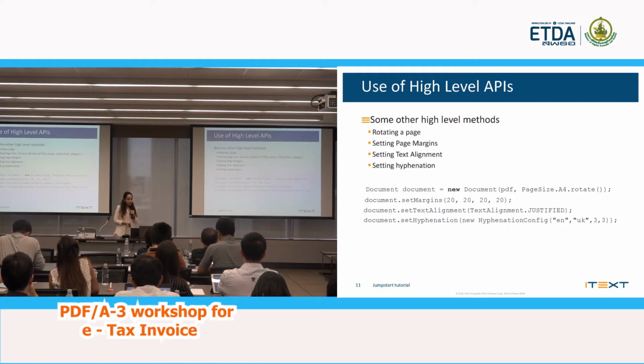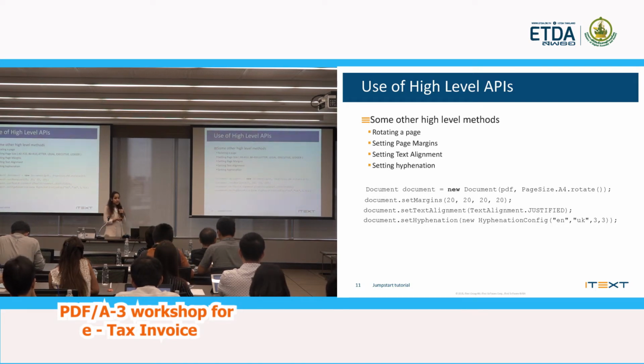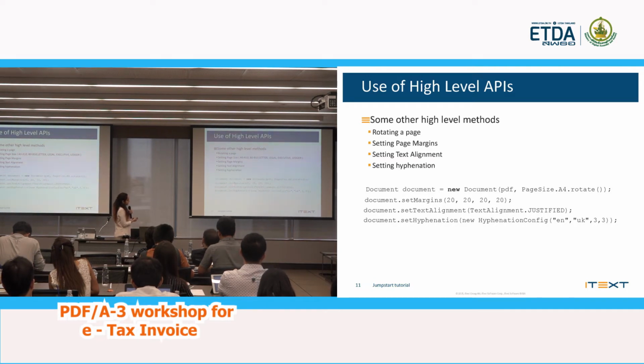So some of the other high-level methods allow you to rotate a page. You can set a page size from international page sizes like A0 to A10, B0 to B10, letter, legal, executive, ledger. You can set the page margins. You can set text alignment, and you can set hyphenation. And it is easy and quite intuitive. You just call methods by the same name: set margin, set text alignment, set hyphenation.